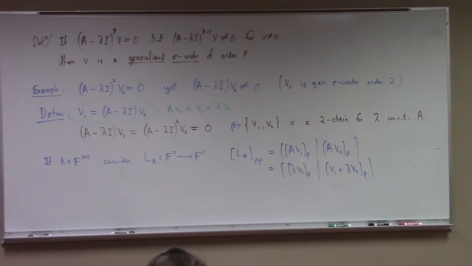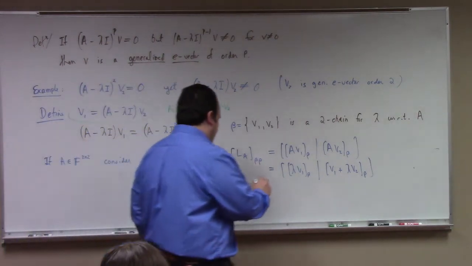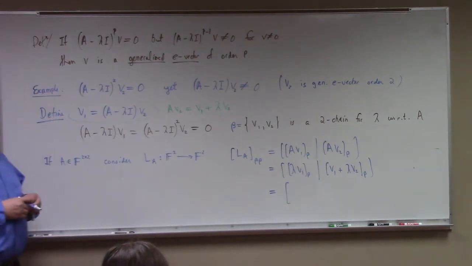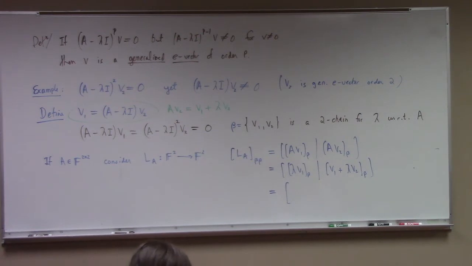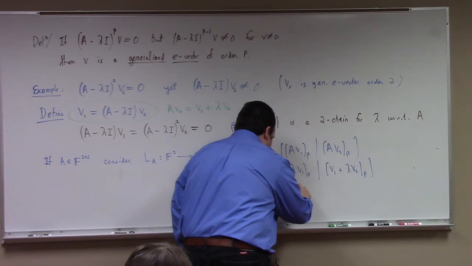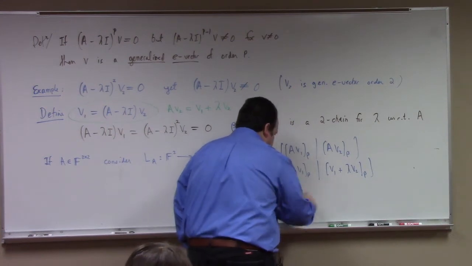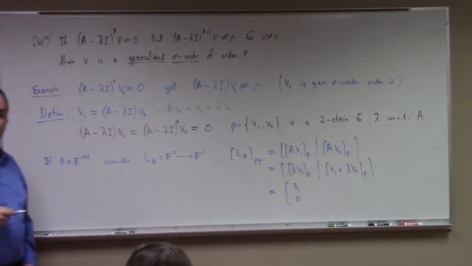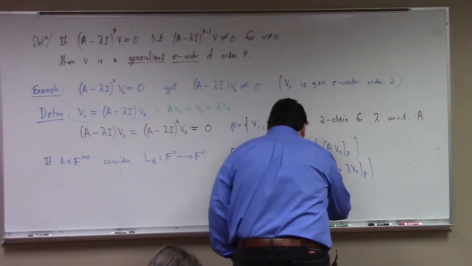So you guys tell me, in the beta basis, where beta is V1, V2, what is the coordinate vector of lambda V1? I'll do this one. You guys do the next one. It's lambda, 0. Tell me what this one is. What's that? 1, lambda. We have a winner. Very good.